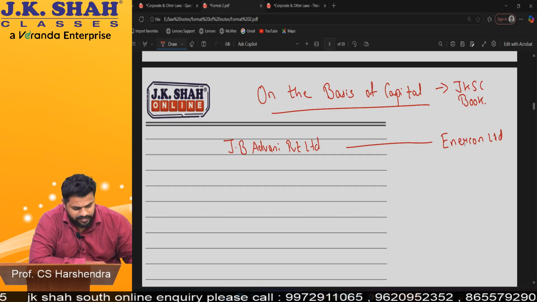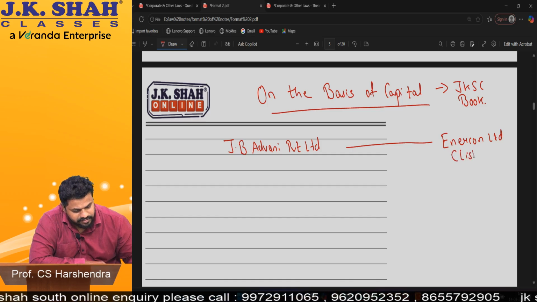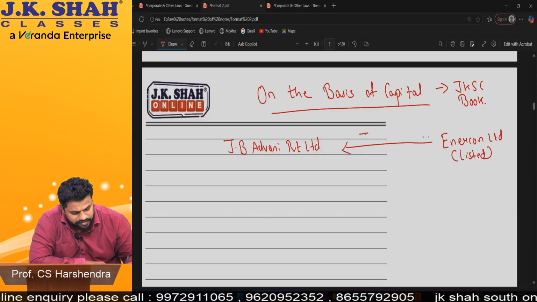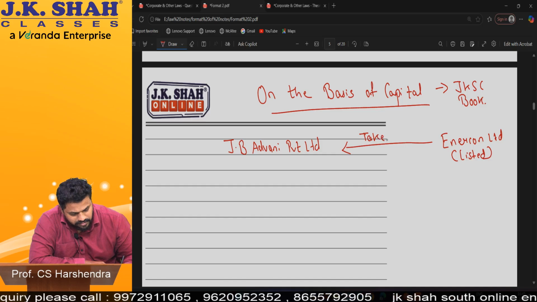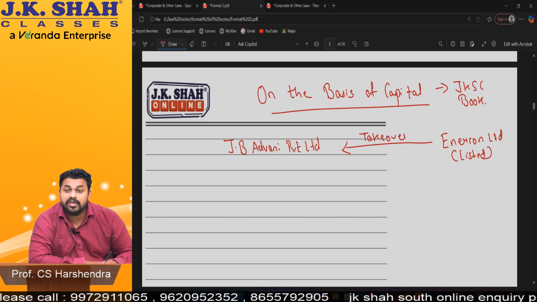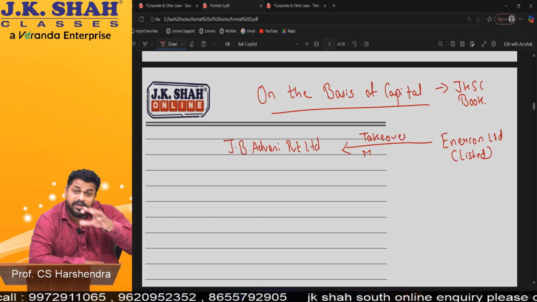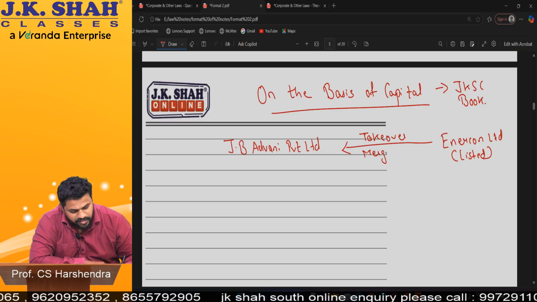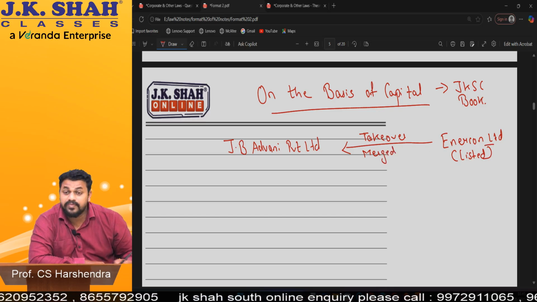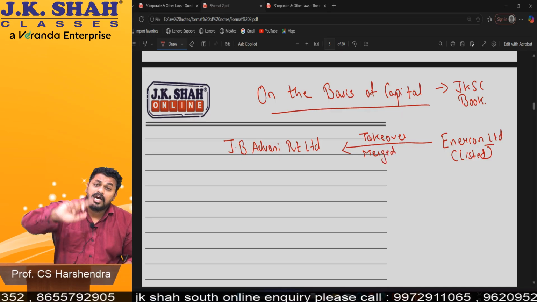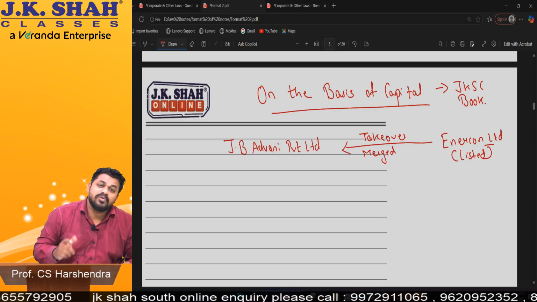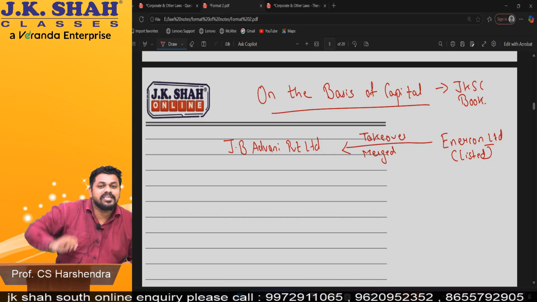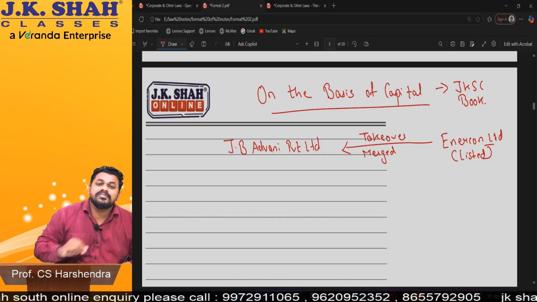It was a listed company. This is listed. Now JB Advani did a takeover of Enercon Limited. So JB Advani, a private company, took over a listed company. So Enercon Limited got merged with JB Advani. Now beta, there is a rule of merger. What is the rule of merger, you know? What is yours is mine. In Hindi we say, जो तेरा है वो मेरा है. What is yours is mine.